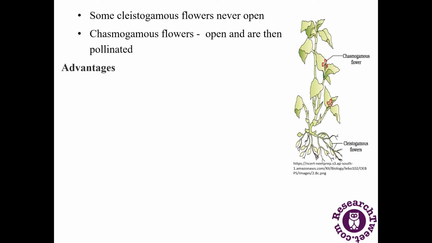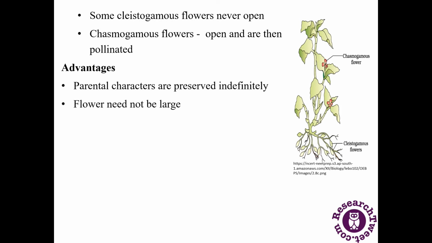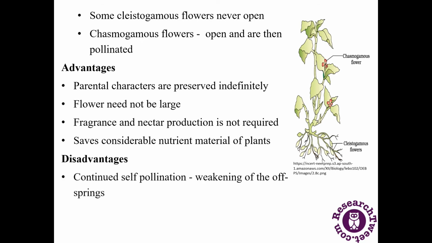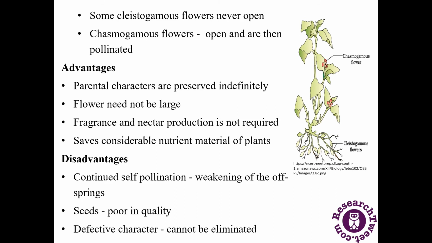Advantages of self-pollination: parental characters are preserved indefinitely. The flower need not be large. Fragrance and nectar production is not required, which saves considerable nutrient material of plants. Disadvantages of self-pollination: continued self-pollination may lead to weakening of the offspring. Seeds produced will be poor in quality. The defective character of the plant cannot be eliminated.